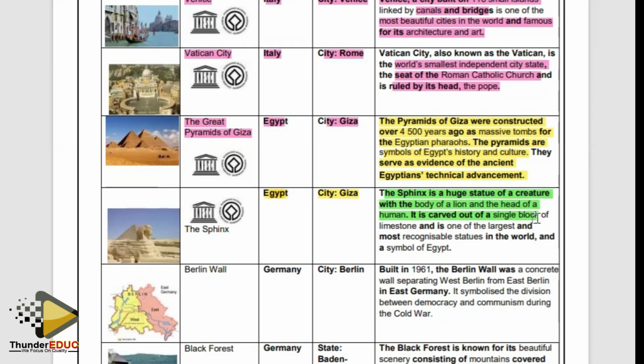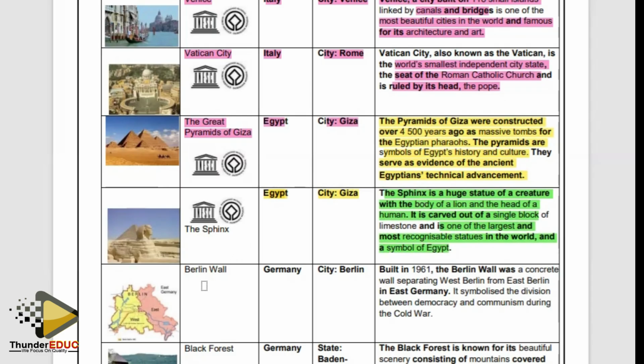So the body part represents a lion, but with the head of a human. It is carved out of a single block of limestone and is one of the largest and most recognizable statues in the world and a symbol of Egypt. It is recognized the world over. So that is the Sphinx.